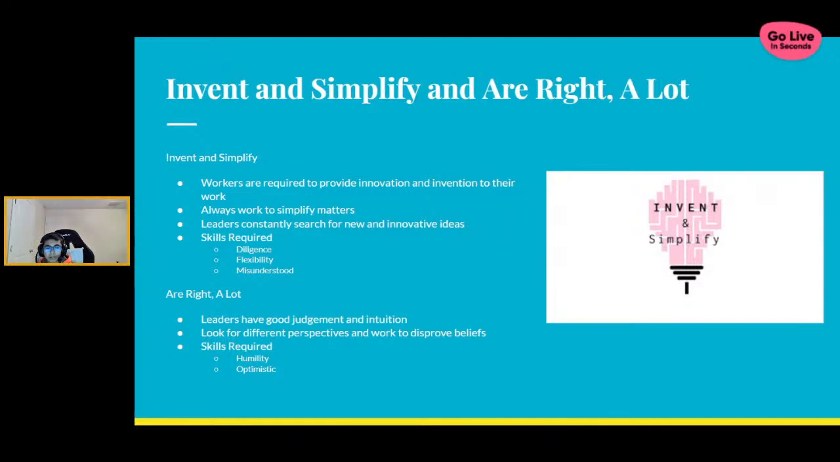Next, are right a lot. Leaders have good judgment and intuition, and they have to look for different perspectives while working to disprove beliefs as well. So the skills required to do so include humility and optimism.